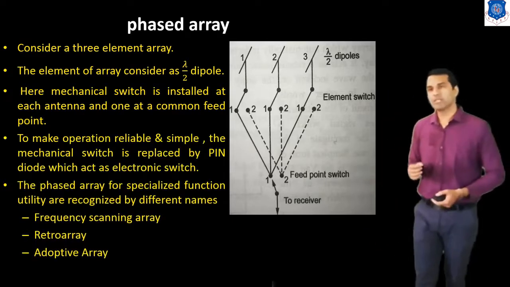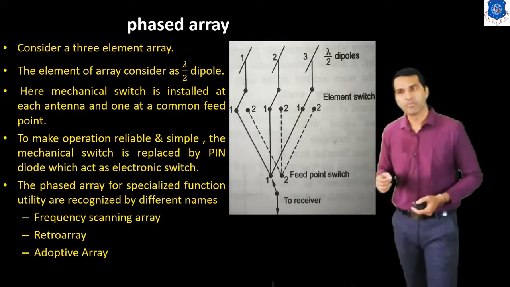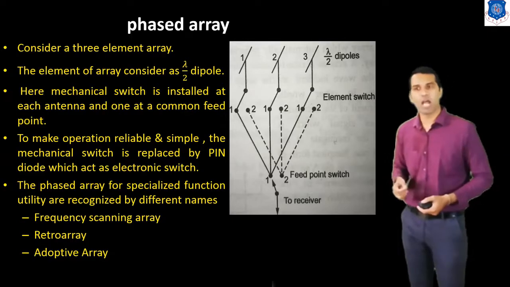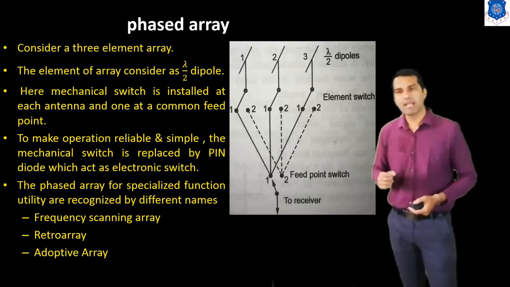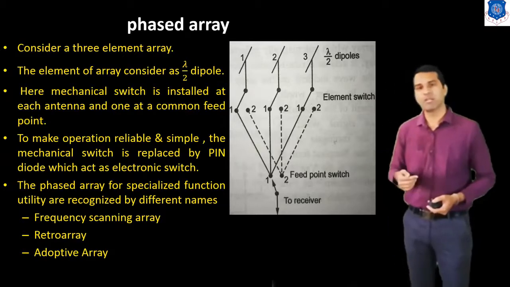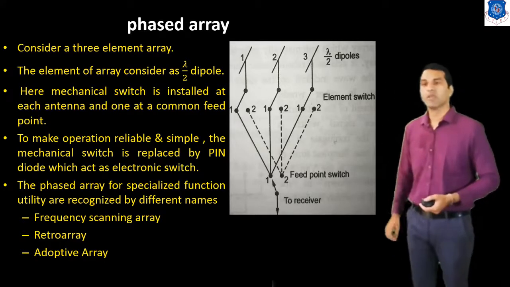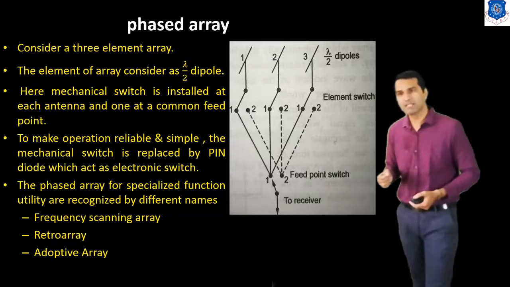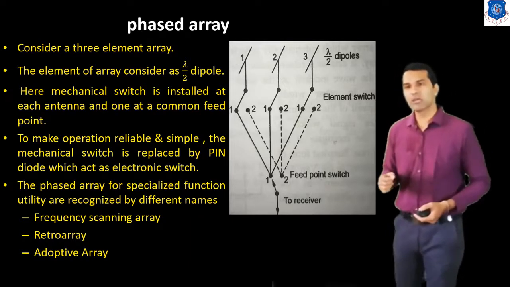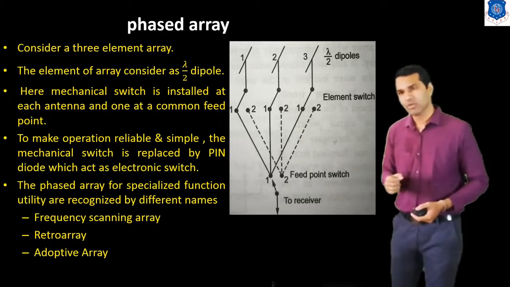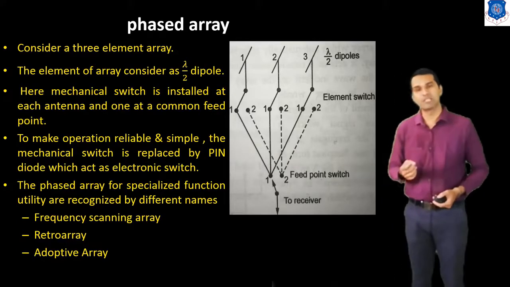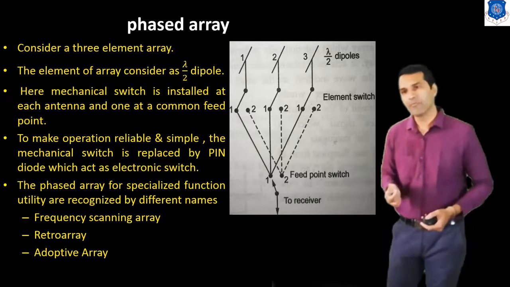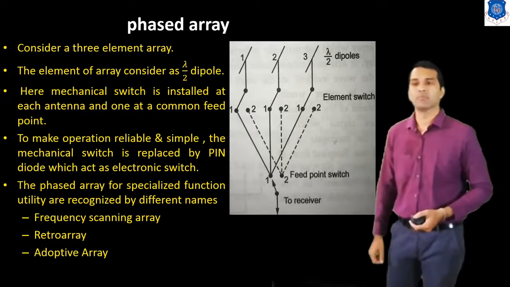Now to make the operation reliable and simple, the mechanical switch is replaced by a PIN diode, which acts as an electronic switch. We know that the PIN diode also acts as a switch. Phase arrays of specialized function and utility are recognized by different names. Those names are the frequency scanning array, the retro array, and the adaptive array.